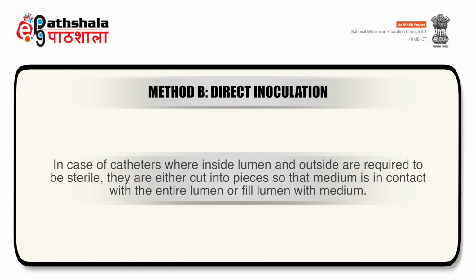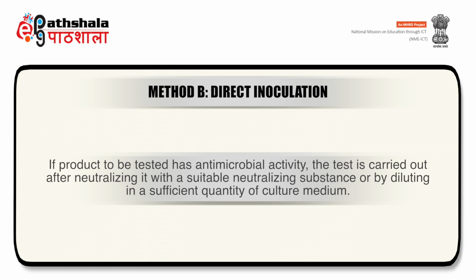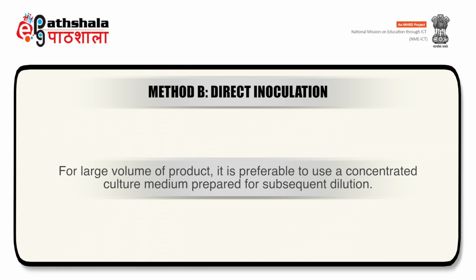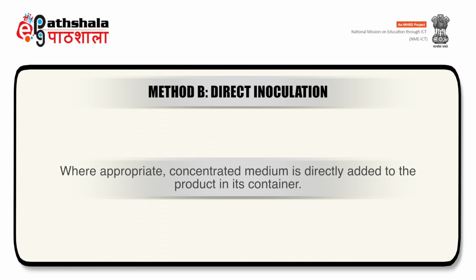In case of catheters, where the inside lumen and outside are required to be sterile, they are either cut into pieces so that the medium is in contact with the entire lumen, or the lumen is filled with the medium. If the product to be tested has antimicrobial activity, the test is carried out after neutralizing it with a suitable neutralizing substance or by diluting it in a sufficient quantity of culture medium. For a large volume of product, it is preferable to use a concentrated culture medium prepared for subsequent dilution. When appropriate, the concentrated medium is directly added to the product in its container.